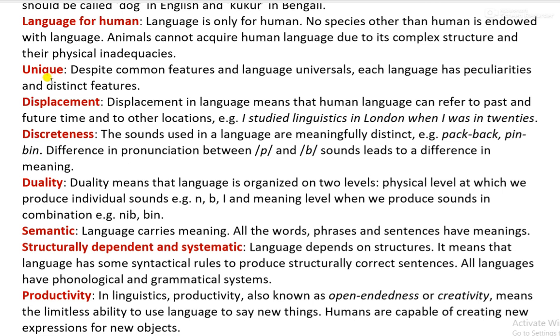Then we go to next. Unique. What does unique or uniqueness mean? See, despite common features and language universals, each language has peculiarities and distinct features. We know all human languages, all natural languages, have some features in common to share. Yet, one language is different from another one. So, we can say language is unique. Despite common features, every language is unique and different from another one.